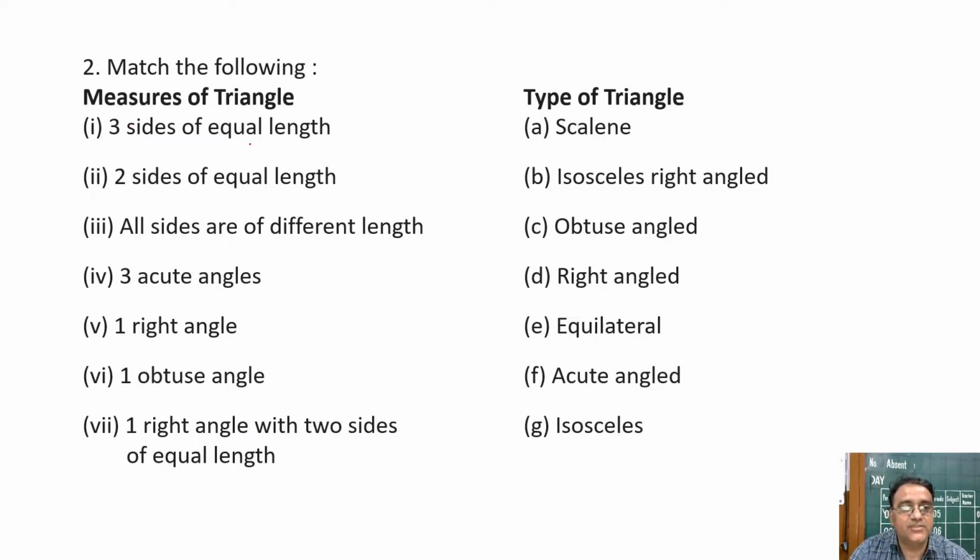So three sides of equal length, equilateral triangle. Right. So this is the answer. Two sides of equal length, isosceles. Okay. All sides are of different length, scalene triangle.